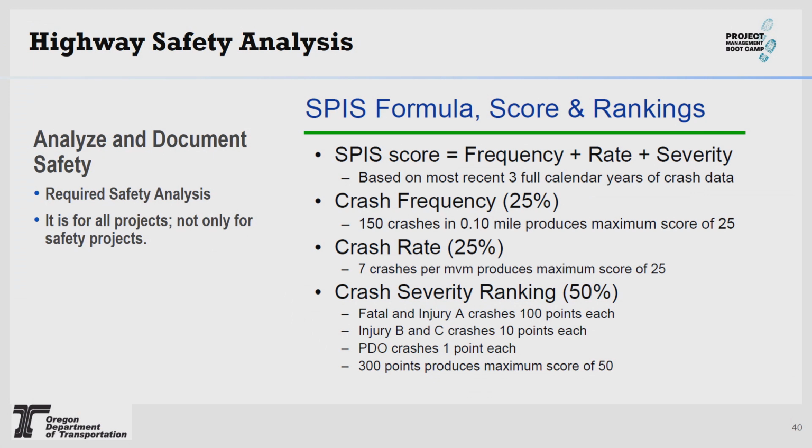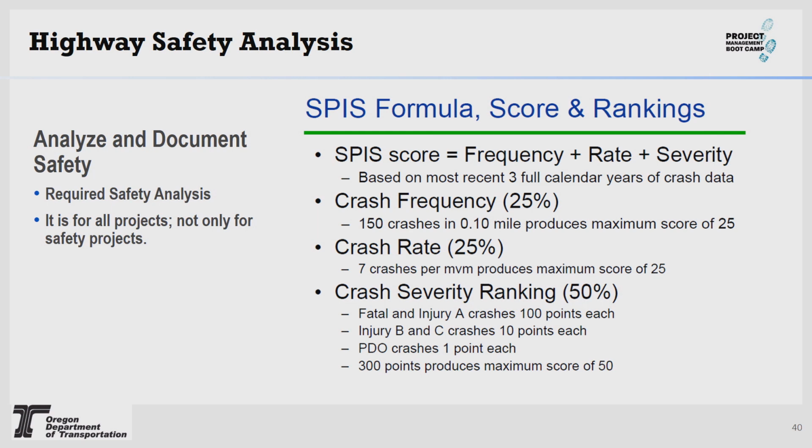And when we have a SPIS score, for example, a top 5% SPIS location compared to a top 10% SPIS location, the top 5% location is worse, and it's more qualifiable for investing safety funds. And when we do the traffic safety analysis, we provide the information on where the crashes are occurring, why they are occurring, what the patterns of those crashes are, and can we mitigate those?